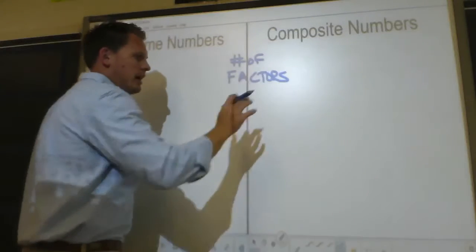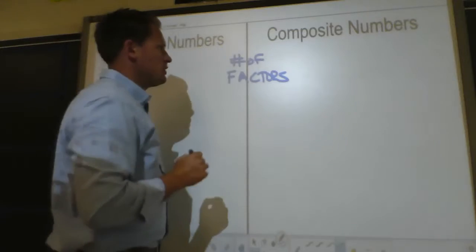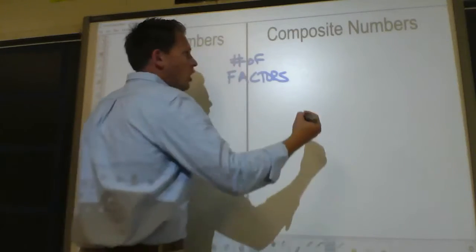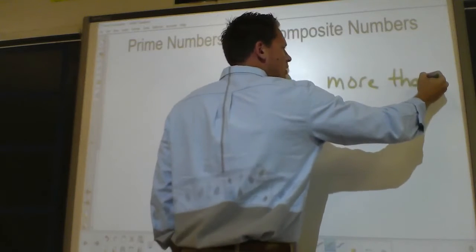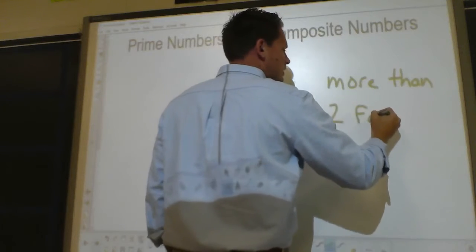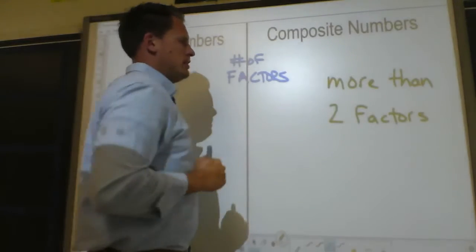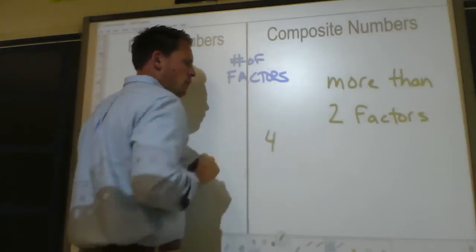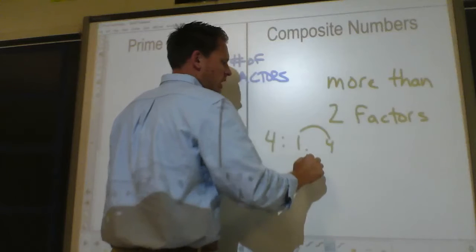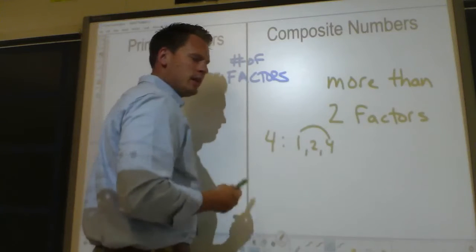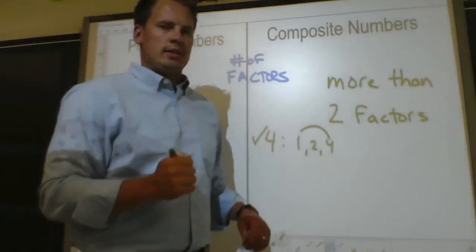A number is composite if it has more than two factors. So we're going to write down: a composite number has more than two factors. So let's talk about an example of a composite number. 4. 4 is an example of a composite number. If we do the factors of 4, we have 1 times 4 and 2 times 2. So how many factors does 4 have? 3. Is 3 more than 2? Yes. So 4 is a composite number.